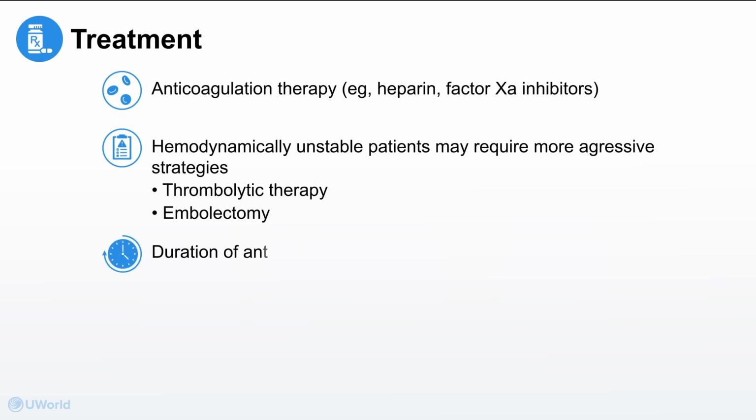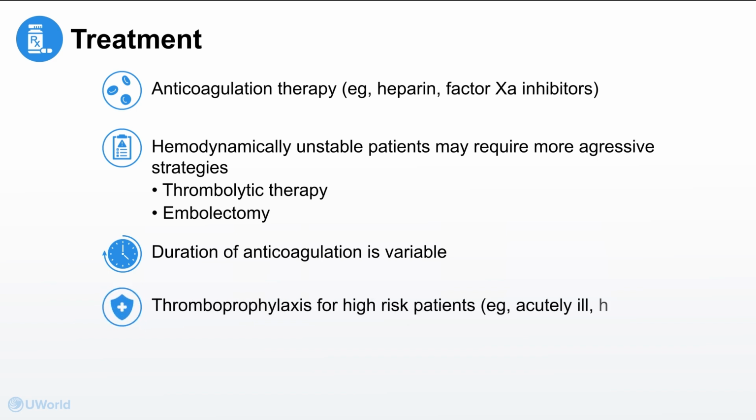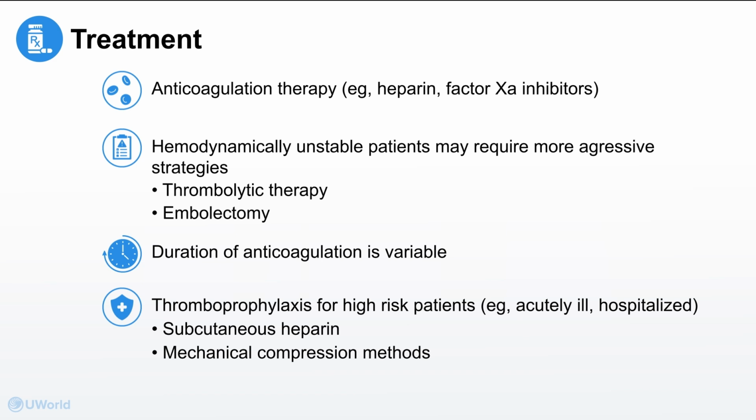The duration of anticoagulation is variable. Many patients continue anticoagulation for months and sometimes indefinitely, depending upon the presence of provoking events and specific risk factors such as ongoing malignancy. Because PE can be life-threatening, thromboprophylaxis to prevent deep venous thrombosis is an important part of medical management of high-risk patients. Preventive measures include injections of low molecular weight heparin or mechanical methods such as intermittent pneumatic compression or graduated compression stockings.